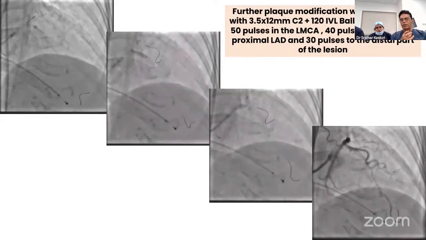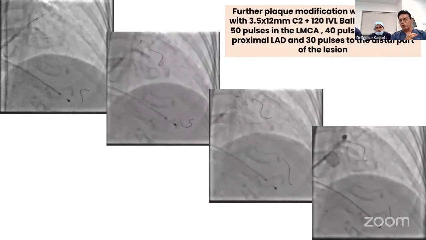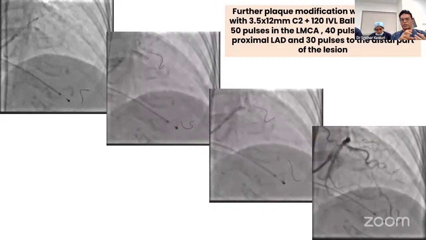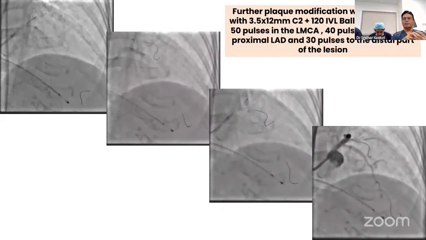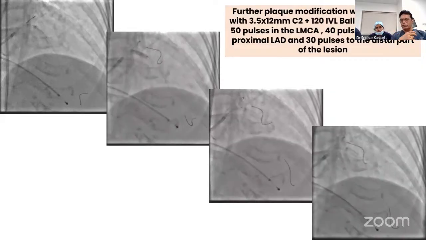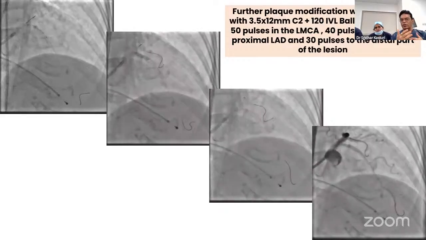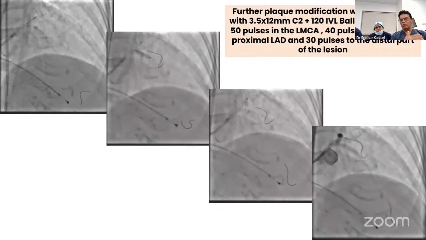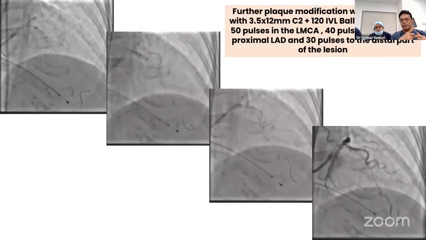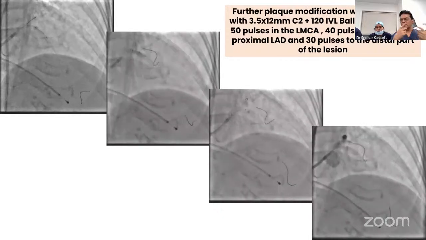IVL is the only one which can address the deep calcium, whereas Rota is mainly for superficial calcium. When the calcium thickness is more, the patient will have both superficial as well as deep calcium. So initially the superficial calcium was tackled with Rota. Then we go with IVL to ablate the deep calcium, and at the same time it acts against circumferential calcium because the balloon delivers energy in all directions.